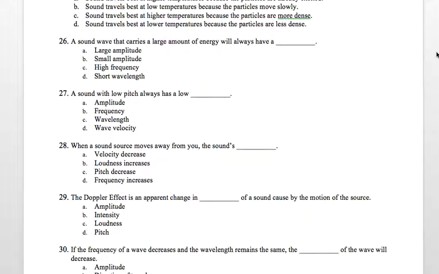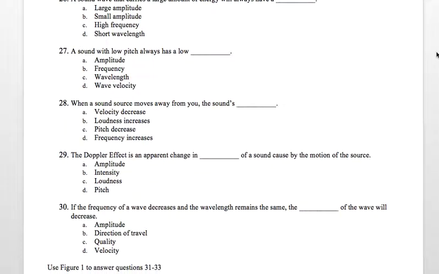26. A sound wave that carries a large amount of energy will always have A. large amplitude, B. small amplitude, C. high frequency, D. short wavelength. Number 27. A sound with low pitch always has a low A. amplitude, B. frequency, C. wavelength, D. wave velocity.